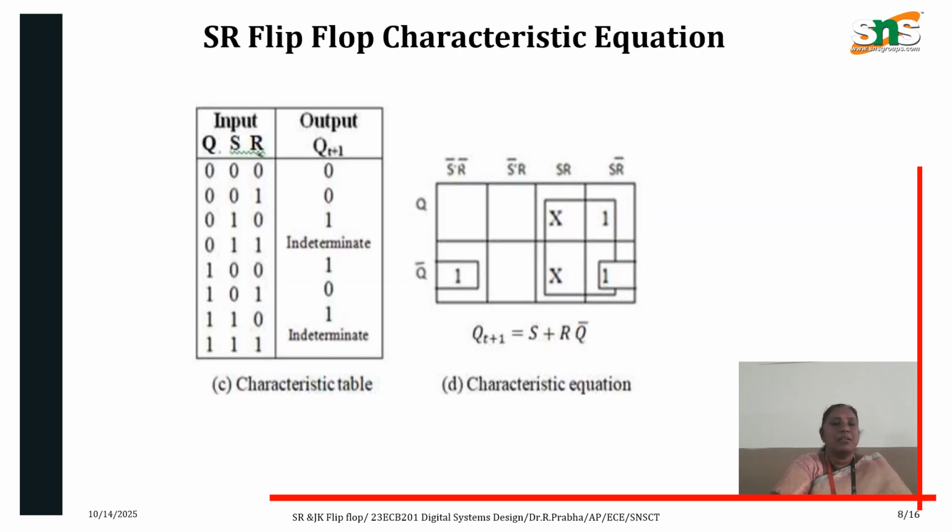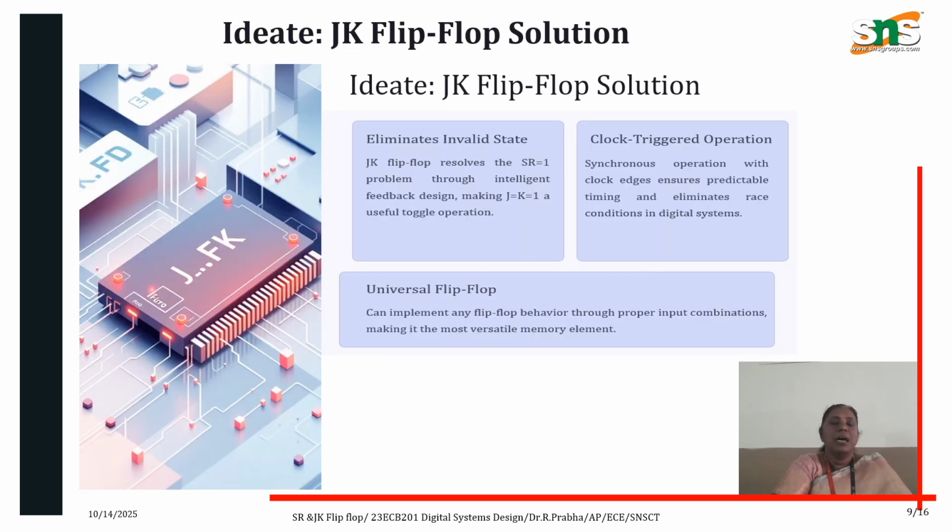The SR flip-flop characteristic table is given in the diagram, and the characteristic equation becomes the next state Q(t+1) = S + R'Q. This is obtained from the Karnaugh map. Now in the ideate part, to eliminate the drawback or flaw of SR flip-flop, we are going to see the next type of flip-flop called JK flip-flop. JK flip-flop eliminates the invalid state, and here the clock triggered operation is given, and it is a universal flip-flop. We can implement any flip-flop through proper input combinations, making it the most versatile memory element.